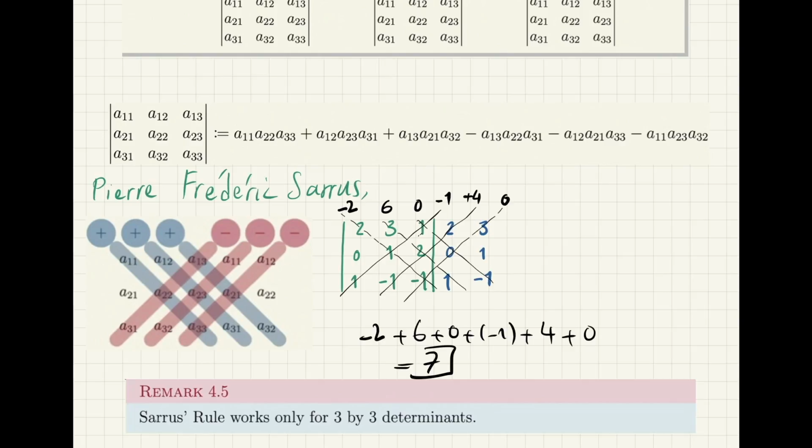But what I want you to remember is that this remark, the Sarrus rule, works only for 3 by 3 determinants. So you're not allowed to use this rule for 2 by 2, 4 by 4, 5 by 5 determinants. This only works for 3 by 3 determinants, okay?